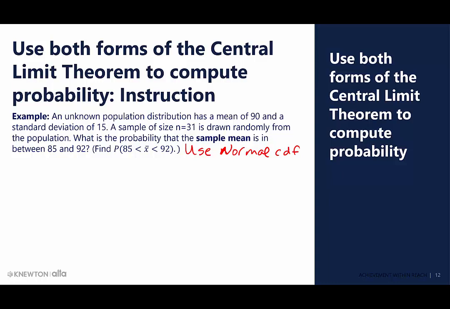In the last video, if you haven't watched that video, please go back and watch it. Remember, there were 4 things that we needed for normal CDF. We need a lower bound on our values. In this case, if our X bar is going between 85 and 92, that means that our lower bound must be 85.